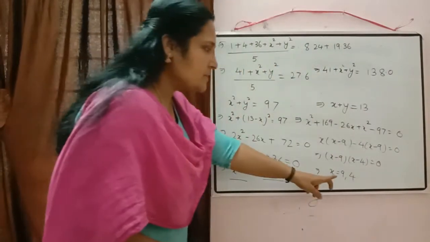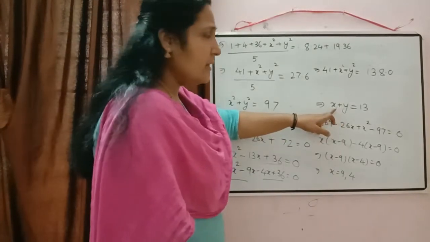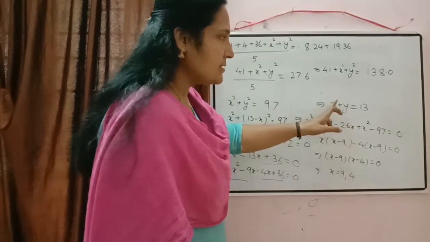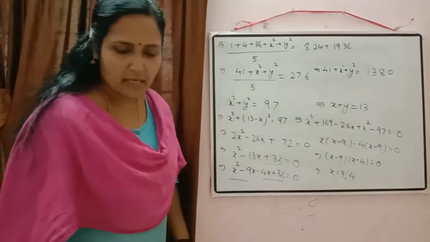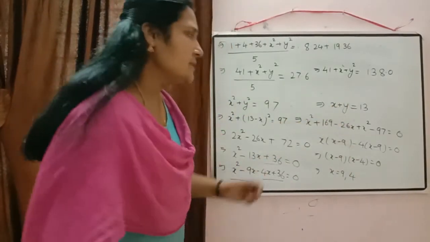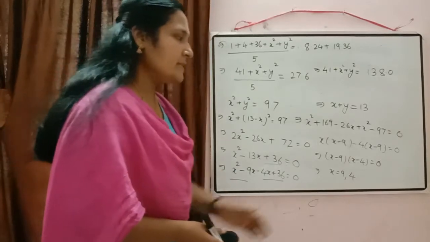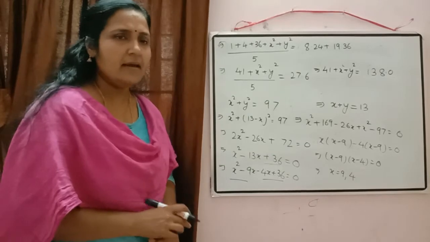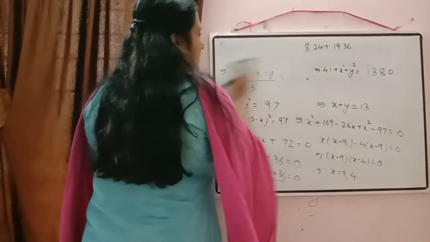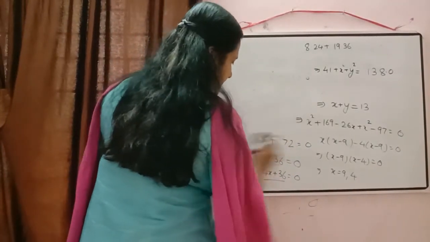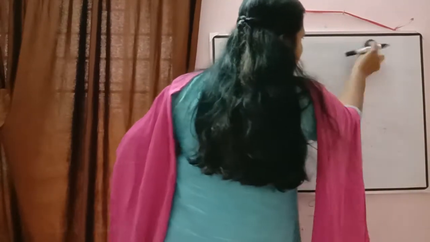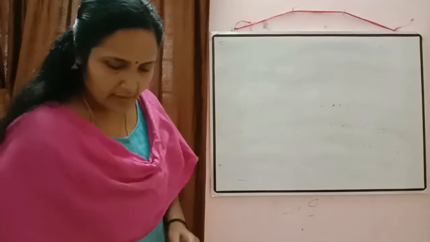So when you substitute x is equal to 9 here, you will get y is equal to 4. And if you substitute x is equal to 4, you will get y is equal to 9. So you can just write down there, the two observations are 4 and 9. I hope this question is clear. Okay. Now we can check the next question.